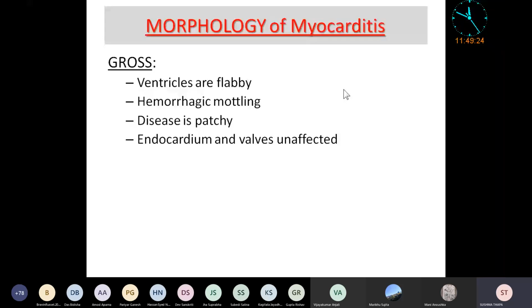Grossly the ventricles are flabby, and there may be hemorrhagic mottling in the ventricular wall. The disease may be patchy, because there may be multiple focal involvement of the myocardium. In myocarditis there is inflammation of the myocardium, and the endocardium and the heart valves are not involved. The wall is affected here.